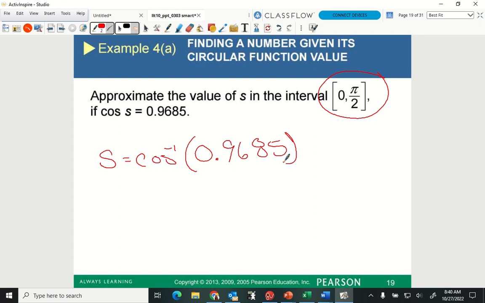All right, and since it's in radian, help me out. So S is going to be about 0.25. Like that. Very good. Any questions? Any concerns? Any complaints? No.